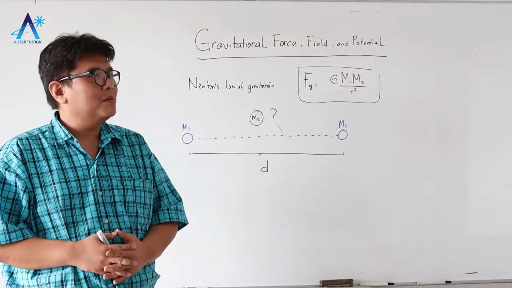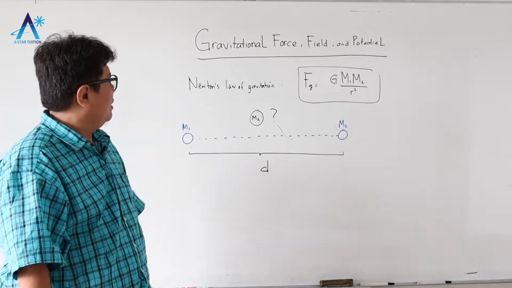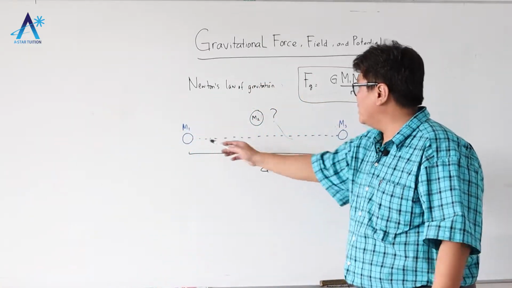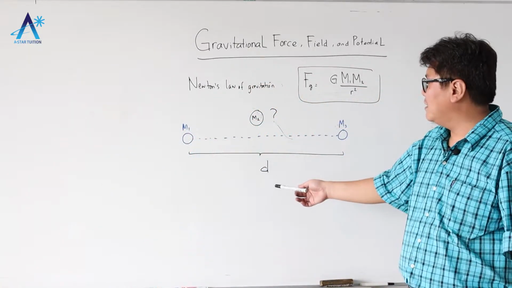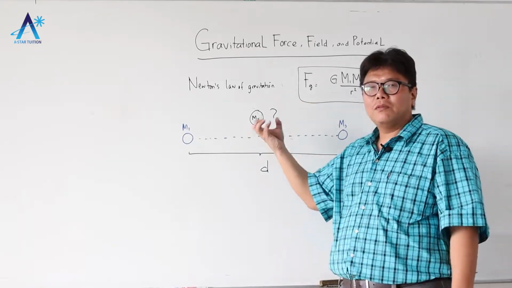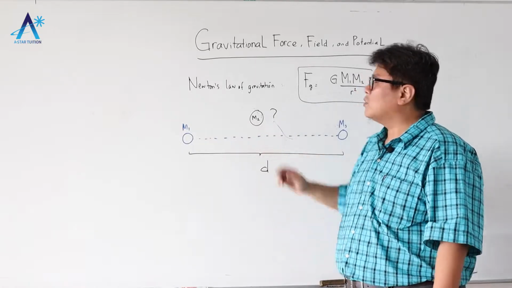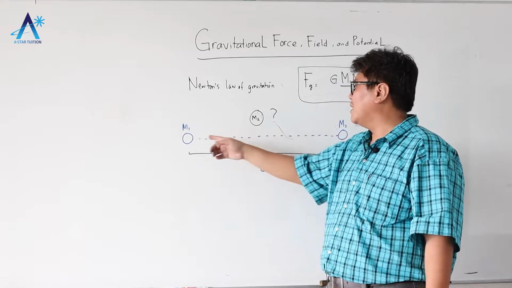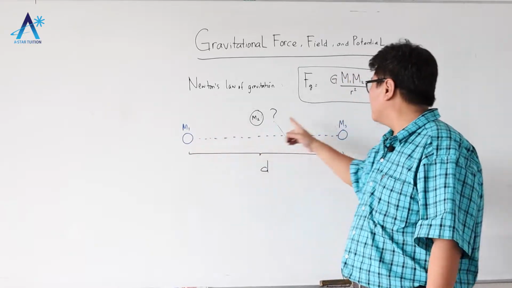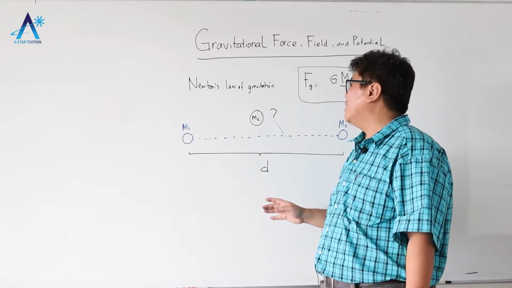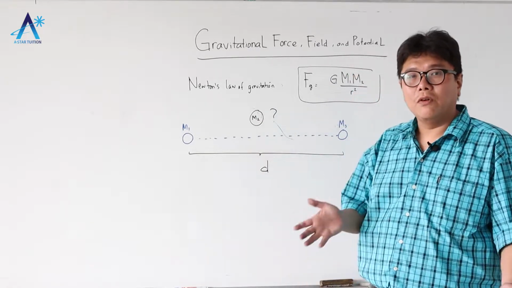Now, another problem that you can consider is this. So you have two masses, two objects, m1 and m3. They are separated by a distance of d. Now the question is this: I have another object, m2. Where should I put m2 along the line connecting m1 and m3, such that the gravitational force acting on m2 is 0?